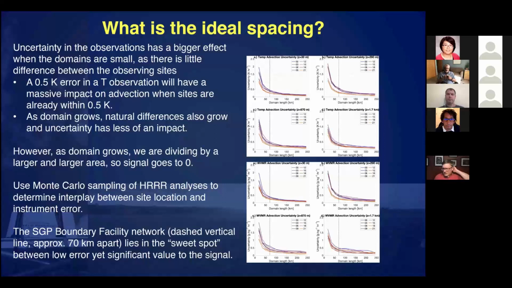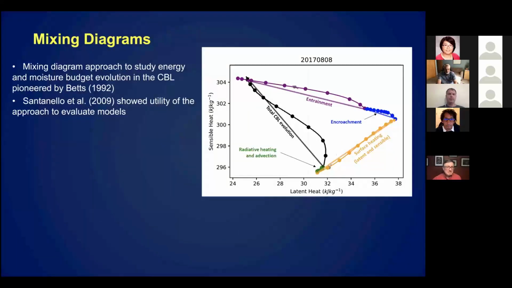And we feel that the SGP network is basically in this sweet spot in which the error is pretty low, but there is still substantial and significant value to the signal. It's not so large that the signal has basically gone away to 0. So that's how we can measure advection. And I'll turn it over to Dave, who can show you what we can do now that we have it. Next slide, please. Thanks, Tim.